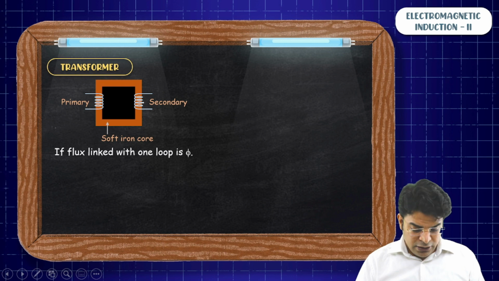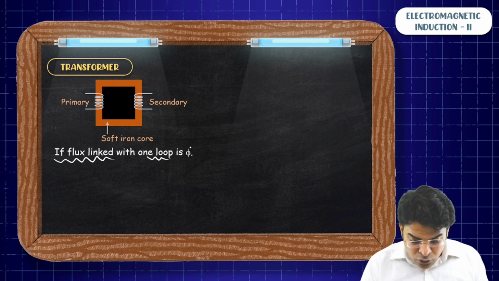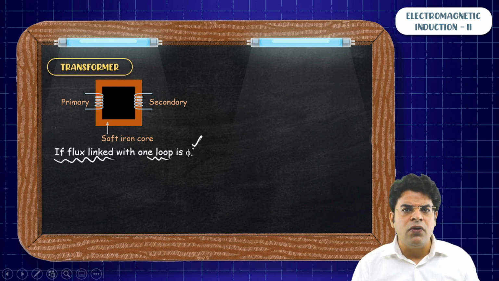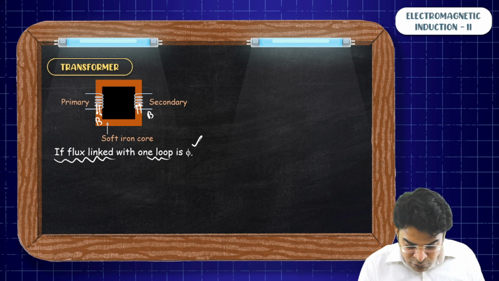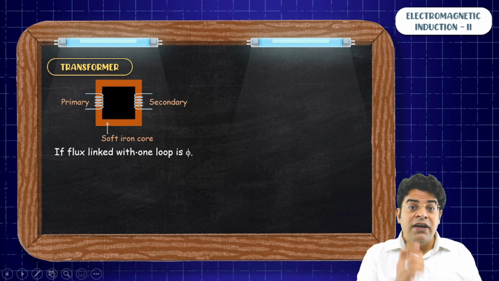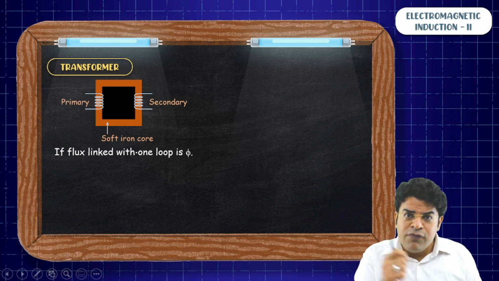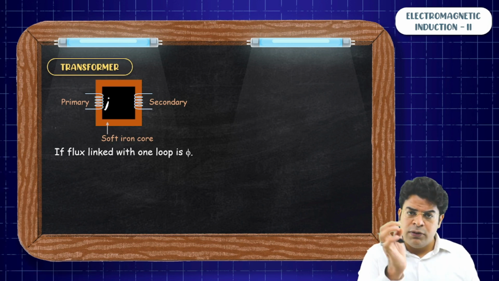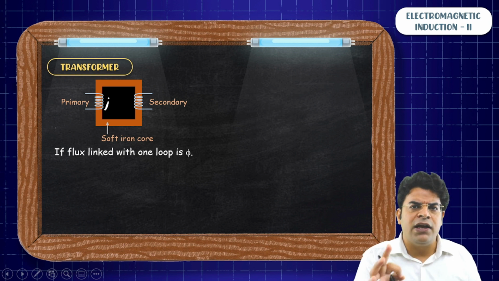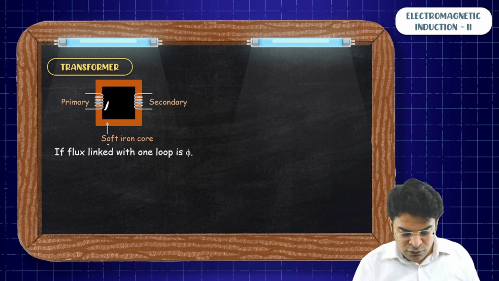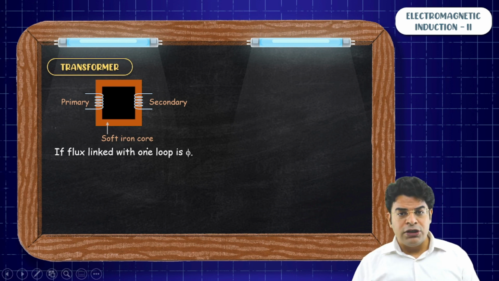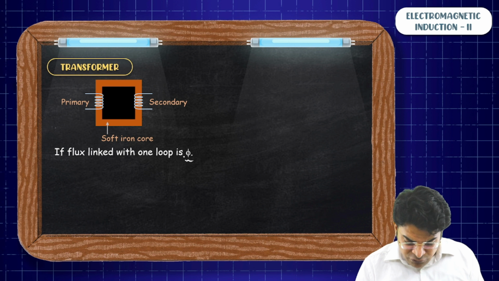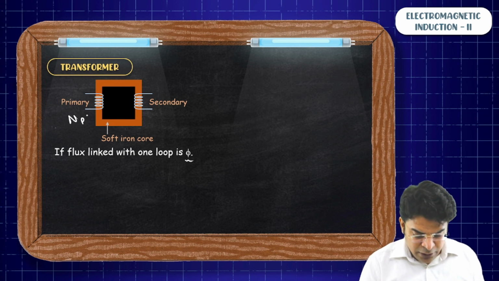Now you will say that if the flux linked with one loop is phi, for which one? Primary coil or secondary coil? It is going to be the same. Why? Because the strength of the magnetic field is going to be the same. So what does this soft iron core do? It links the flux. Whatever will be the flux in one turn of the primary coil, the same flux will be linked with one turn of the secondary coil. So what is the job of the soft iron core? To link the flux.